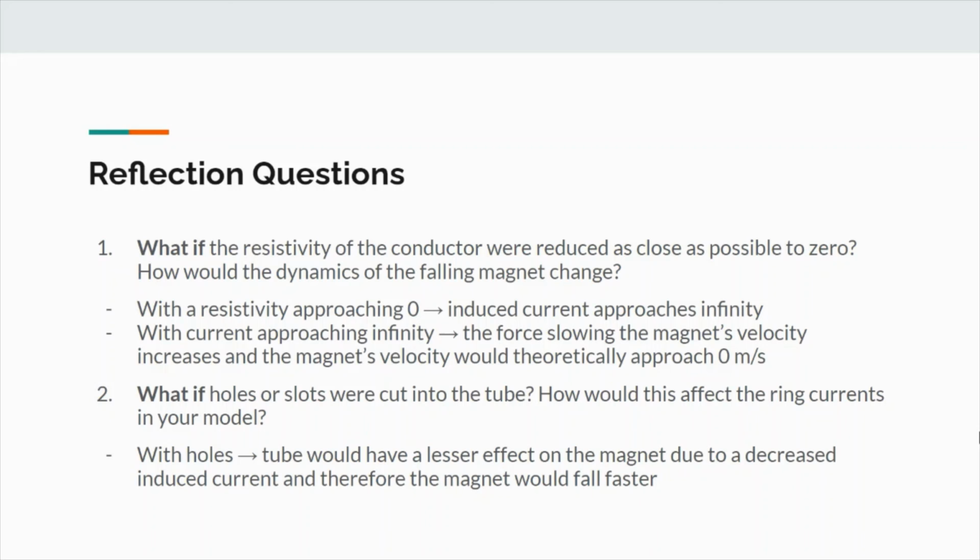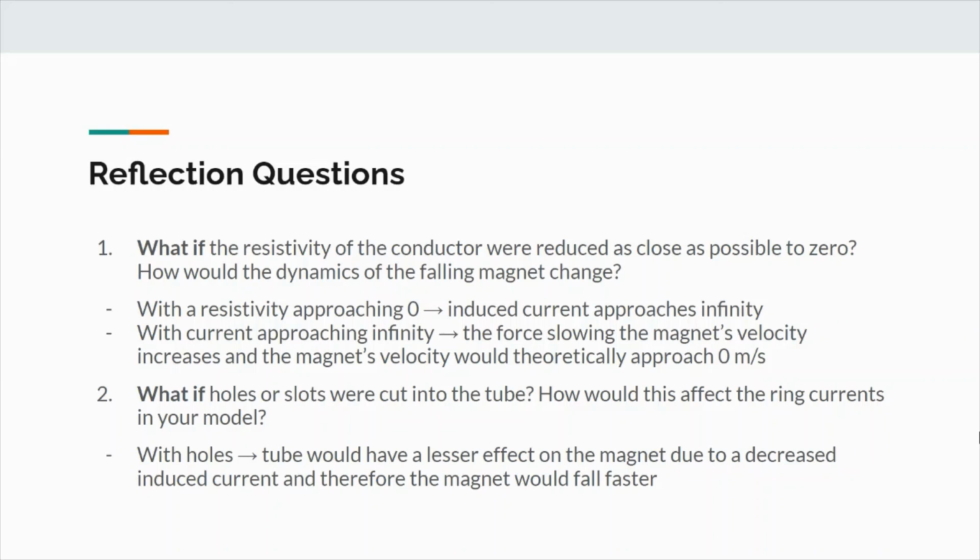The first one is, if the resistivity of the conductor were reduced as close as possible to 0, how would the dynamics of the falling magnet change? With the resistivity approaching 0, the induced current would also approach infinity. And since the current is approaching infinity, the force slowing the magnet's velocity would increase, and the magnet's velocity would theoretically eventually approach 0 meters per second.